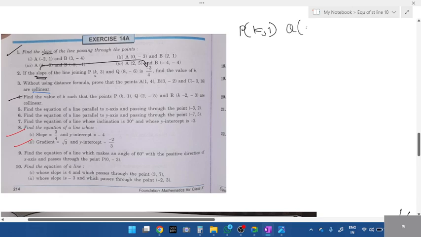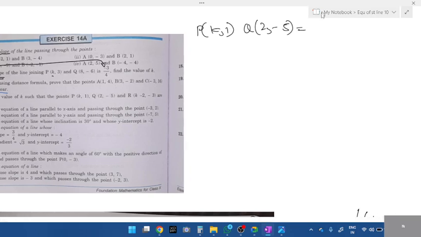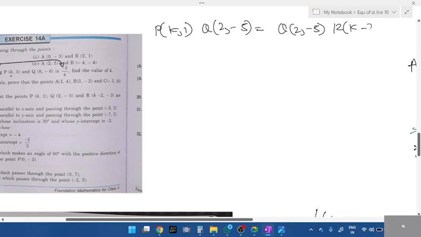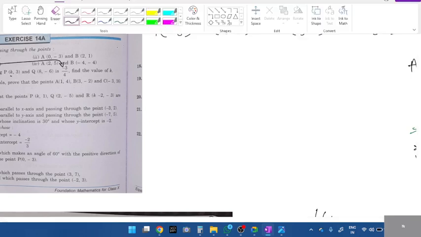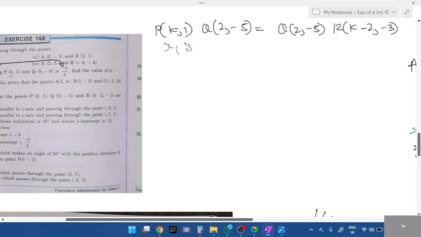It was an easy question. Question 2 minus 5 is equal to slope of PQ, students. Slope of PQ is equal to slope of QR. Q is equal to 2 comma minus 5. R is k minus 2 comma minus 3. Look here. X1, Y1, X2, Y2. Yeah, tell me the formula, Tanishka. What's the formula we use for slope? Okay, what is Y2 value? Y2 is minus.